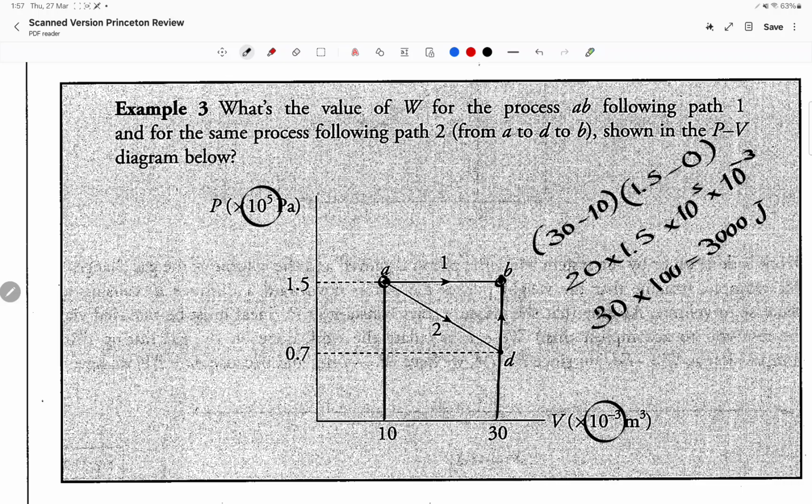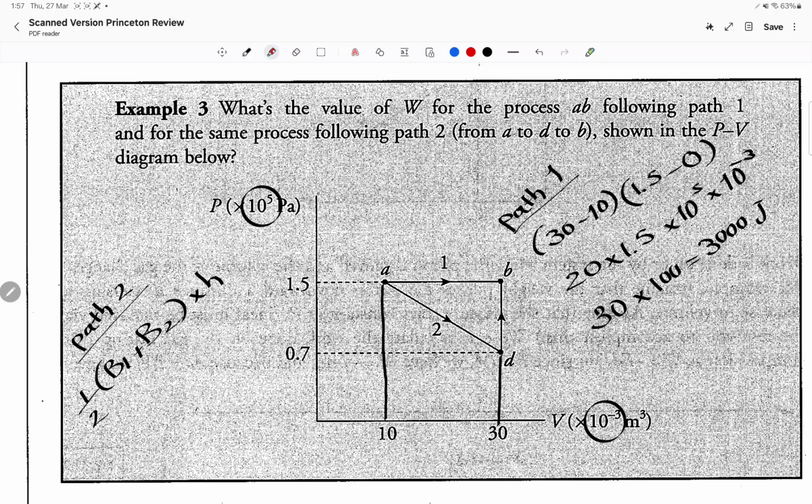That's the work for path 1. Let's now find the work for path 2, which is going to be dragging it from here all the way to here. You can do it as a triangle and rectangle, or you can do it as a trapezoid. It's obviously up to you, but trapezoid is going to be much easier for you. So the area of a trapezoid is going to be half base 1 plus base 2 times height.